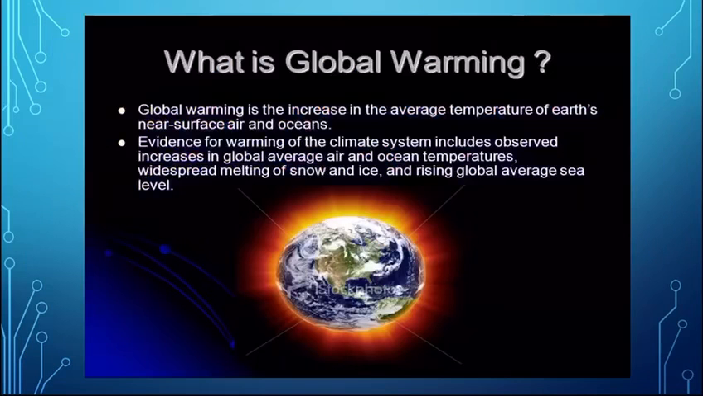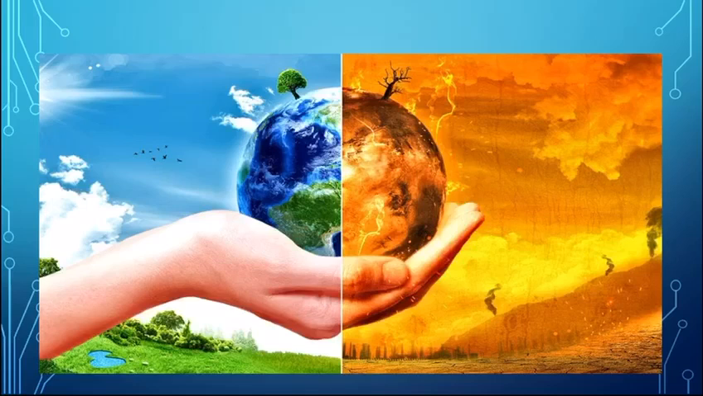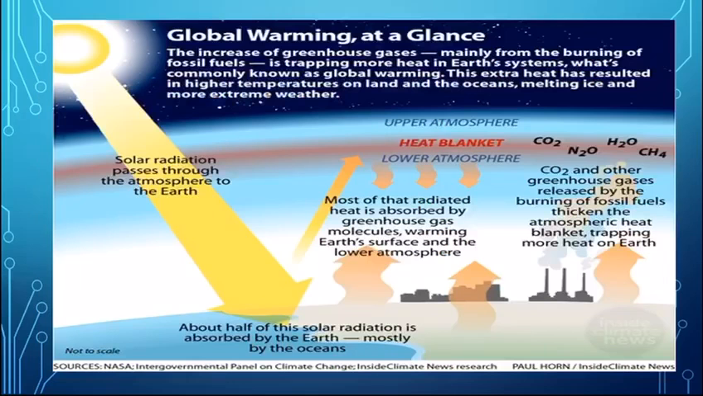What is global warming? It is the increase in the average temperature of Earth's near-surface air and oceans. Yes, we are changing our Earth into a hot Earth. If we look at a glance, the increase of greenhouse gases, mainly from the burning of fossil fuels, is trapping more heat in Earth's system. This extra heat results in higher temperatures on land and in the oceans, melting ice, and more extreme weather.